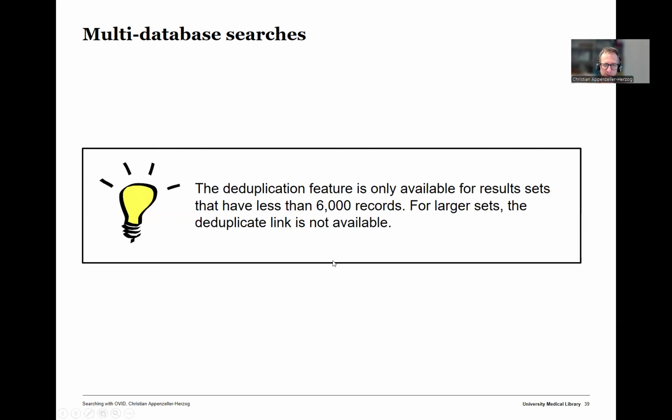Yeah, and this I've already told you, but you also have this in your handout. The deduplication feature is only available for result sets that have less than 6,000.